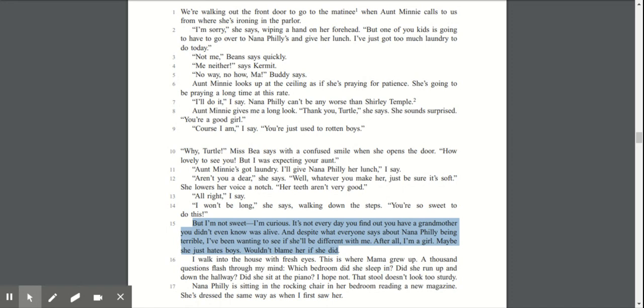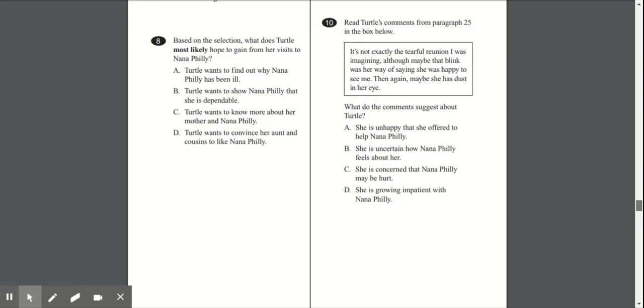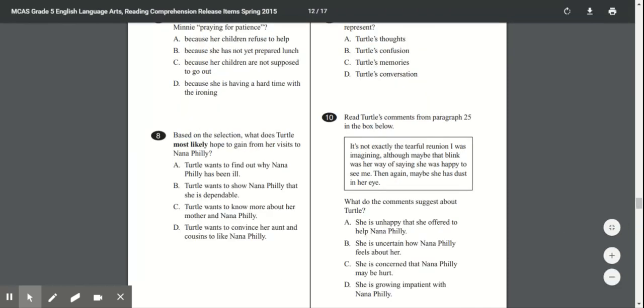So clearly, she never even got to know her grandma, and her mom probably didn't tell her about her, or they didn't have a good relationship. So this is telling you right here that she wants to know more about her grandma and her mom, because she shares how she never met her until dropping off her lunch that day. So that leads us to answer choice C. Turtle wants to know more about her mother and Nana Philly. Okay, so that's answer choice C.